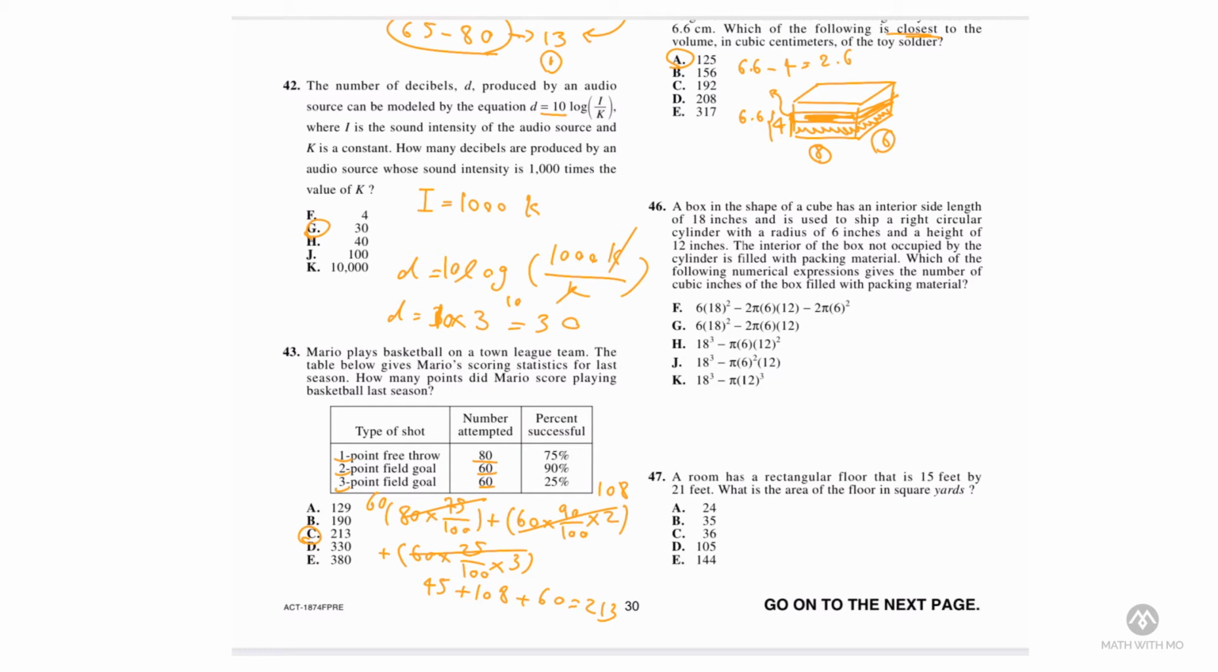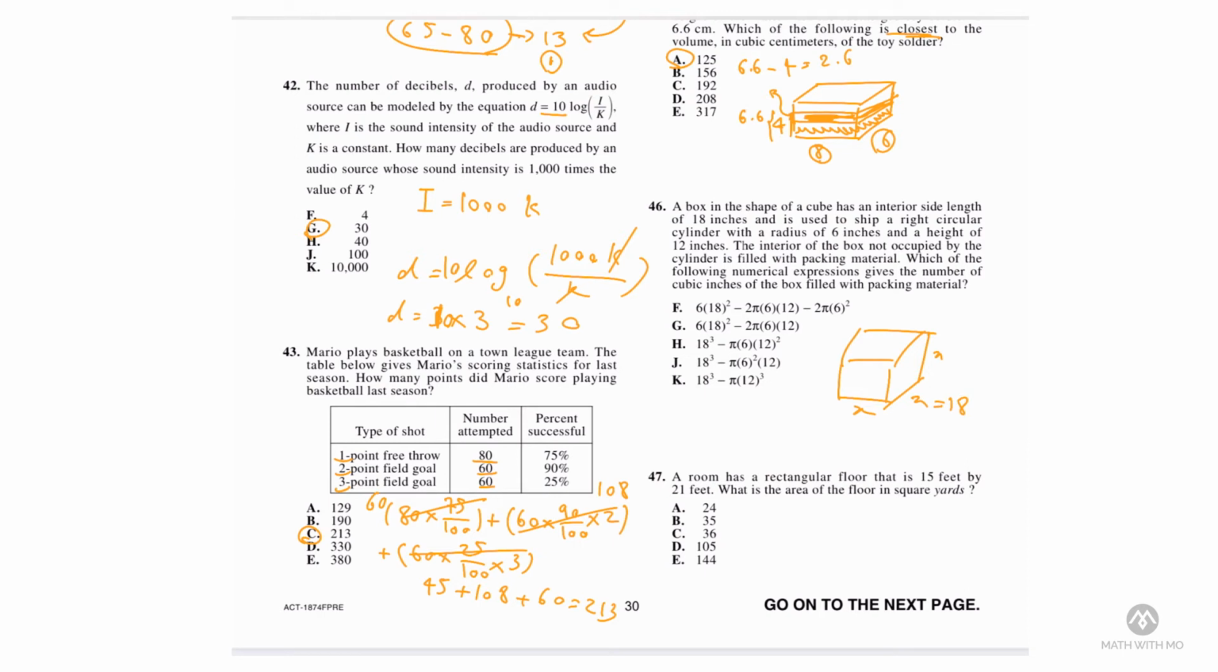The interior of the box not occupied by the cylinder is filled with the packaging material. Which of the following numerical expressions gives the number of cubic inches of the box filled with packaging material? Alright, so we have a box. It's a cube, so all the sides are the same. Let's say x, x, x, and it has an interior side length of 18 inches. So basically this is 18 inches and is used to ship.